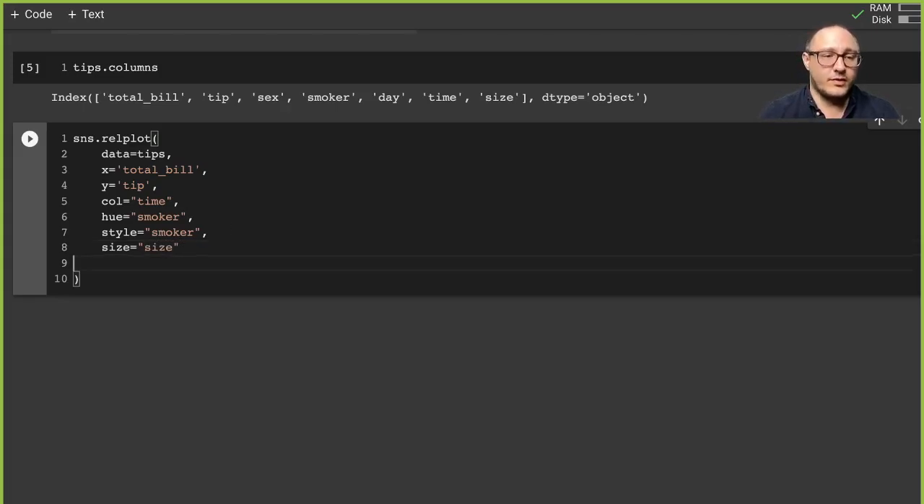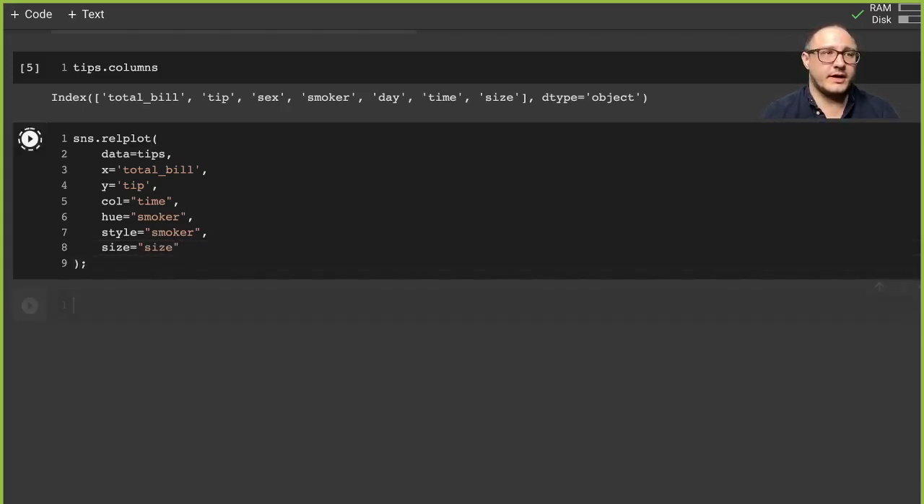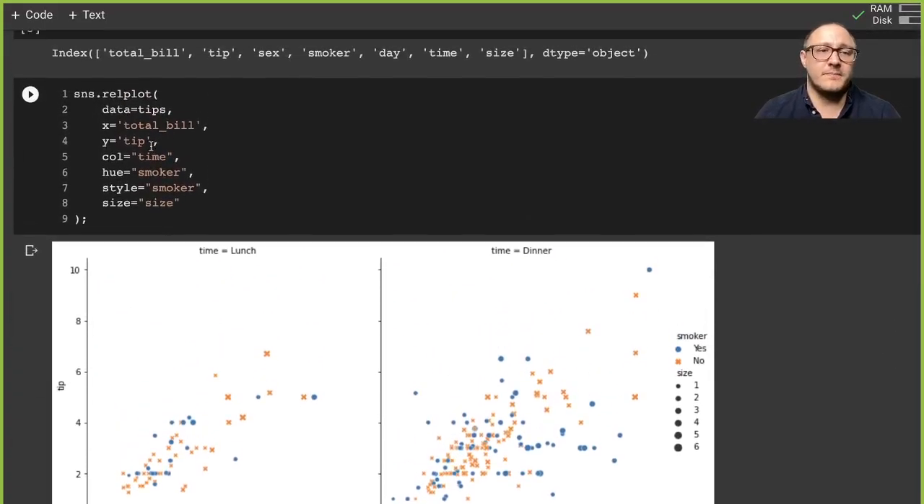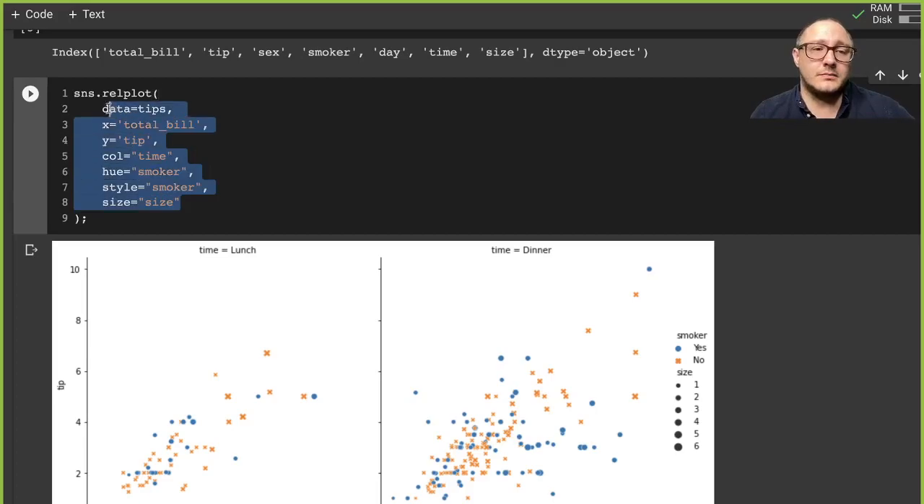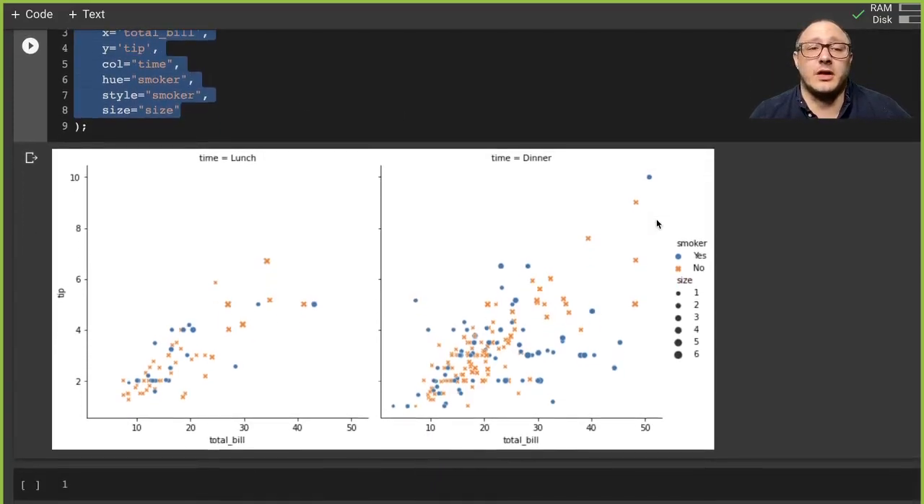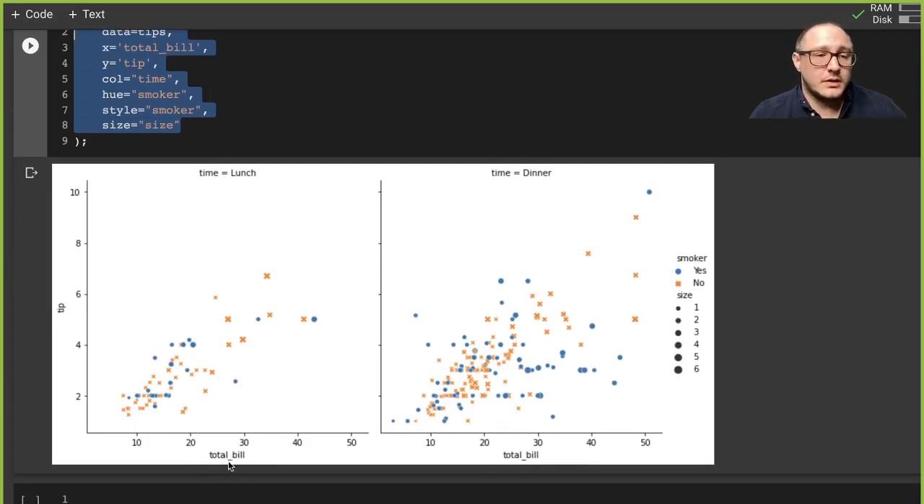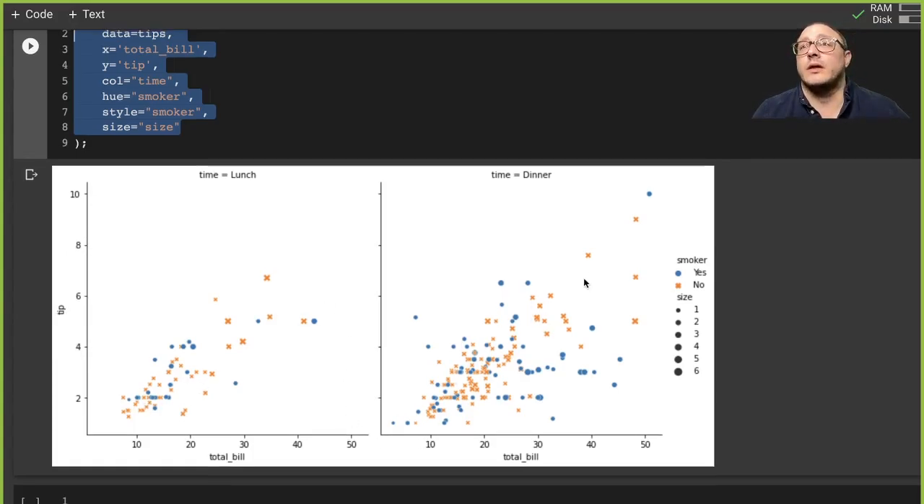So if we run this here, and again, I'm just showing you basically the full gamut of all of the attributes and arguments that you can use here with the relational plot. What you can see here is along the x-axis we have total bill, on the y-axis we have tip, so how much the tip is. Again, we see that they are both upwardly correlated.